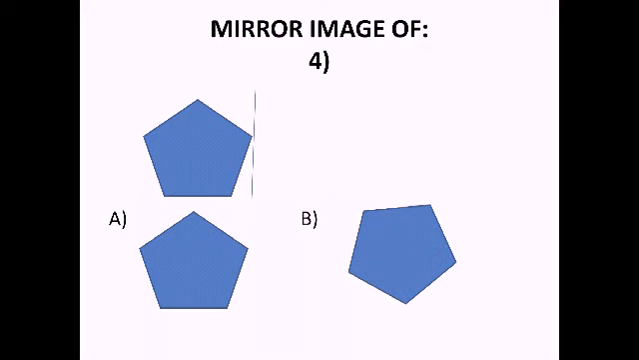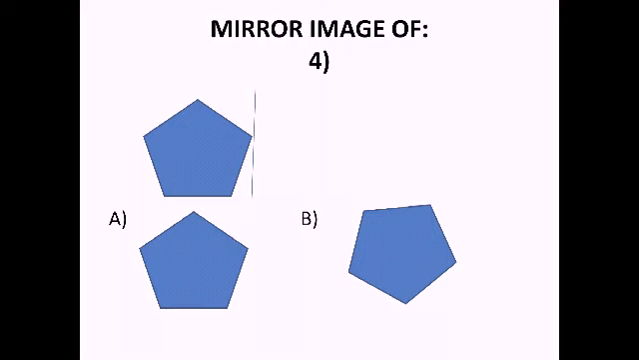This is your fourth question. Look at the diagram and tell me which one will be the mirror image of the object which is given there. A pentagon is given. What is a pentagon? Look at the figure. It has 5 sides. So an object with 5 sides is known as a pentagon.